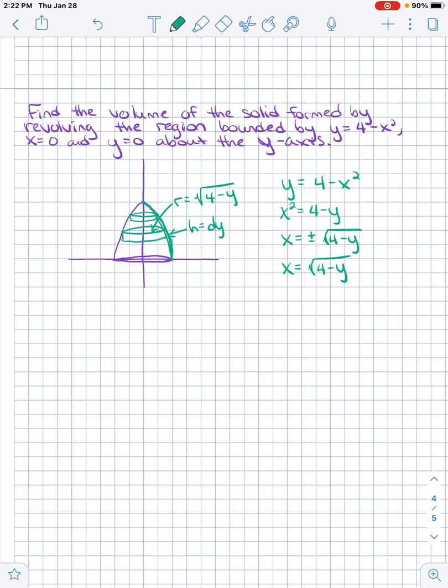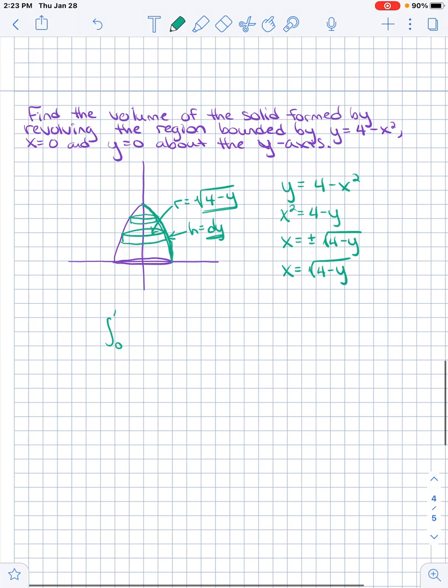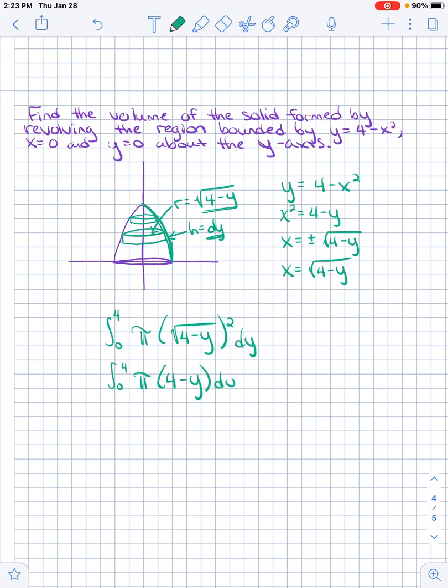Okay, we know that these cylinders are stacked vertically, so just like the height is in terms of y and the radius is in terms of y, the integral will also be in terms of y. So we're going to integrate from 0 up to 4 along the y-axis, pi times the radius squared times the height, and the squaring cancels the square root. And now this is just a power rule. Okay, I'm going to let you finish from there. You've got this integration part down.